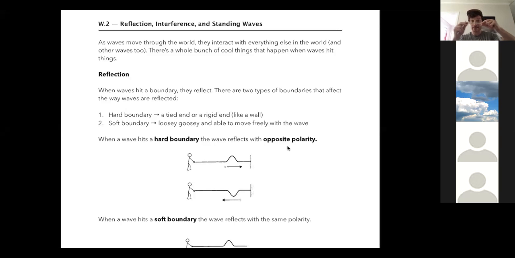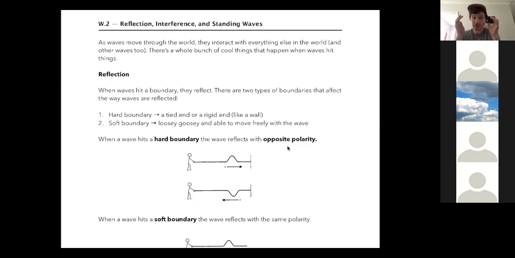I've got a string here and I've got my Apple Pencil. Between them, there is my boundary between the two mediums. I've got string and I've got a pencil. Obviously, a wave in a string is going to move differently than a wave will move in a solid Apple Pencil, okay? That's a boundary. There's two types of boundaries, okay? There's a hard boundary and there's a soft boundary.